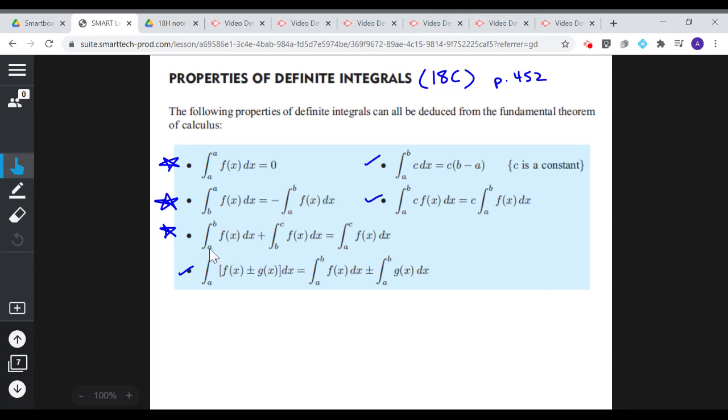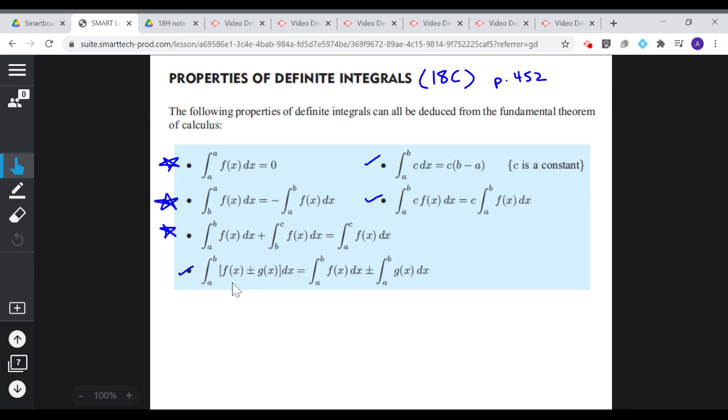If I want to find the integral from a to b and then the integral from b to c of the same function, that's the same as finding the integral from a to c. In other words, I'm finding the area between a and b under a curve and the area under a curve from b to c. I might as well just find the area under the curve from a to c.